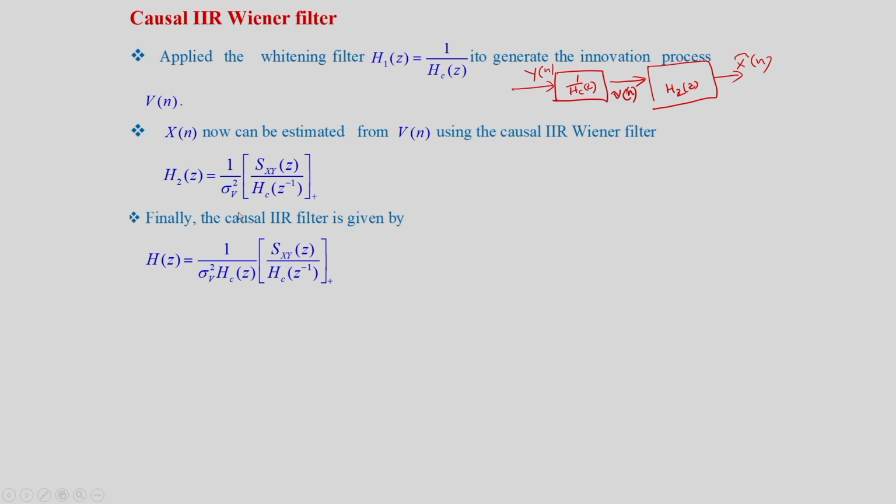Now once we have this H2(z) part, we can cascade it with 1 by Hc(z) to get the combined Wiener filter. Therefore, the Wiener filter will be the cascade of this, and it is given by 1 by sigma v square Hc(z) into Sxy(z) divided by H(z inverse), and then we have to take the causal part.